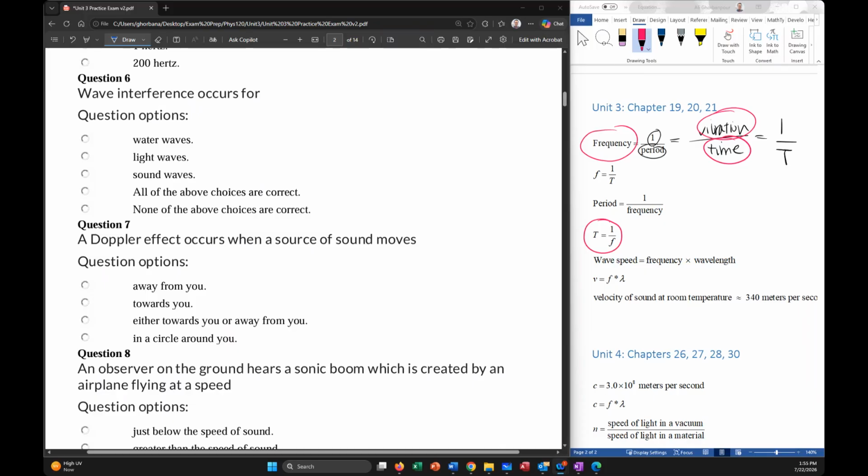Interference happens for light waves, which are electromagnetic frequencies, and it happens for mechanical waves as well, like sound waves and water waves. So wave interference doesn't matter whether it is a mechanical wave, a radio wave, or light waves. It happens in all forms of waves. So the right answer will be all the above choices are correct. Does anyone have a question about this problem?